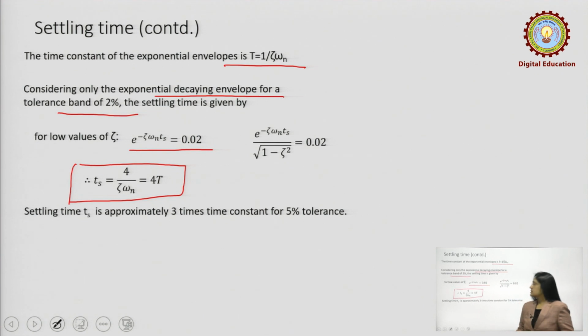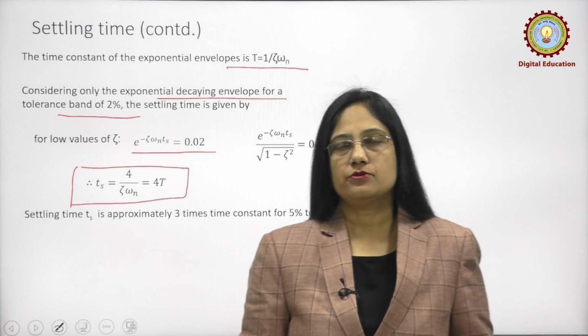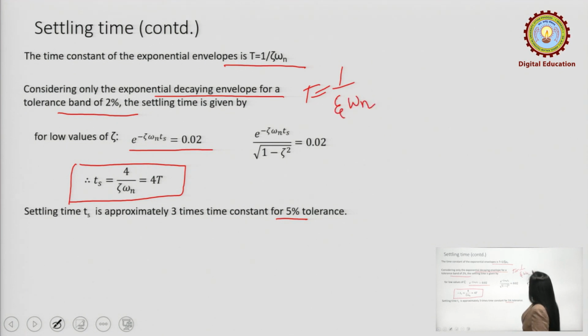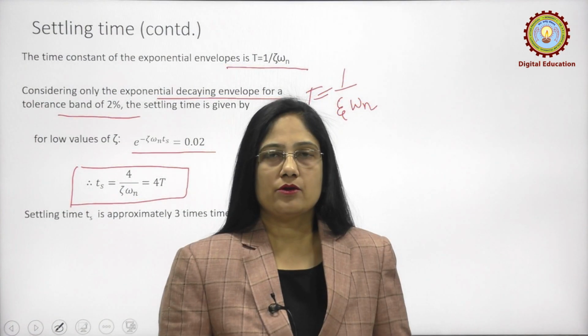So, for a 2% tolerance, settling time is 4 time constants, and similarly it can be found for other tolerances. For 5% it is 3T, and for 2% tolerance it is 4 into the time constant, where T is the time constant given by the relation 1 upon zeta omega n. These are the time domain specifications: delay time, rise time, settling time, peak time and the peak overshoot.